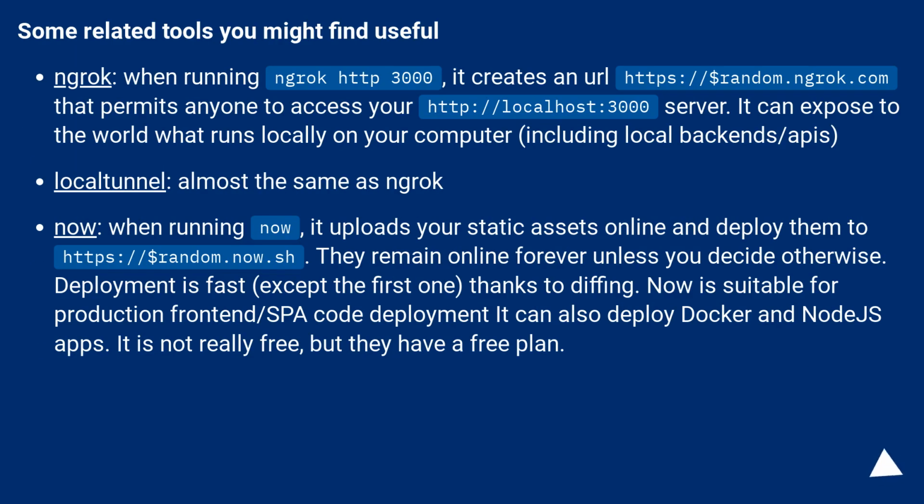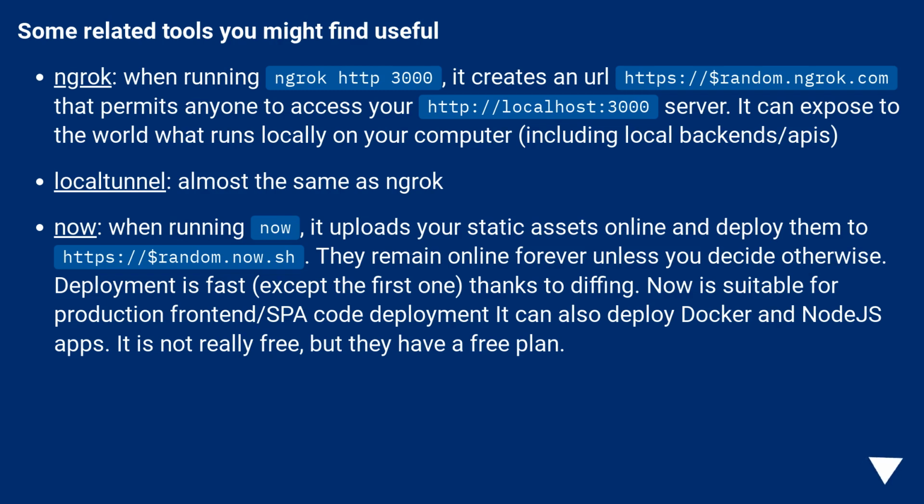Some related tools you might find useful. ngrok. When running ngrok http 3000, it creates a URL https://$random.ngrok.io that permits anyone to access your http://localhost:3000 server. It can expose to the world what runs locally on your computer, including local backend/APIs. Localtunnel, almost the same as ngrok.